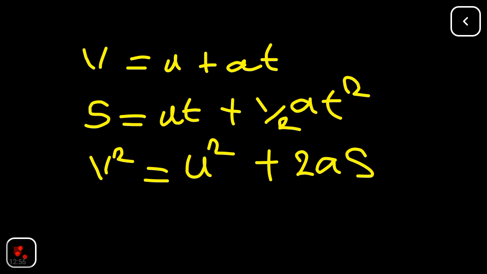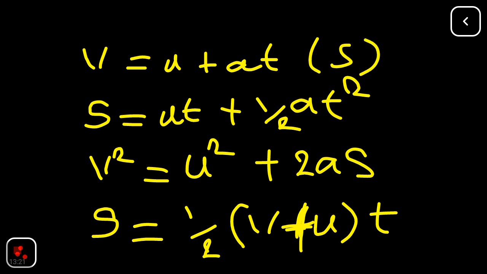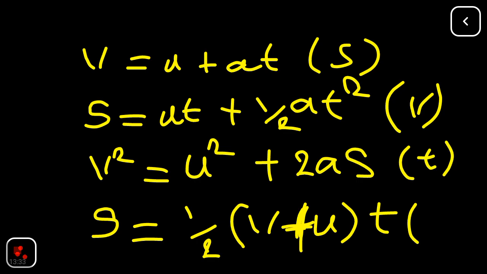But if you don't want to be stressing yourself in exam, you can learn also this one because it will be a shortcut for you in some cases: s is equals to half of (v plus u) times t. So these are the equations. When you are given v, u, a and t without s, you can use that equation. If you're not given v, you can use this equation. If you're not given t, you can use this equation. Or if you're not given acceleration, you can use this equation. So that's how the thing works.